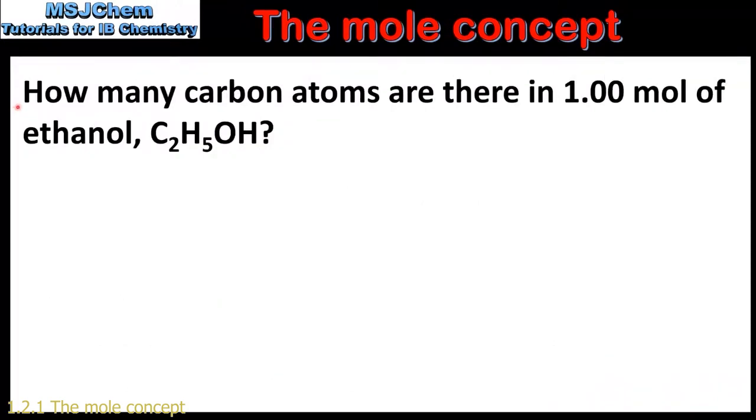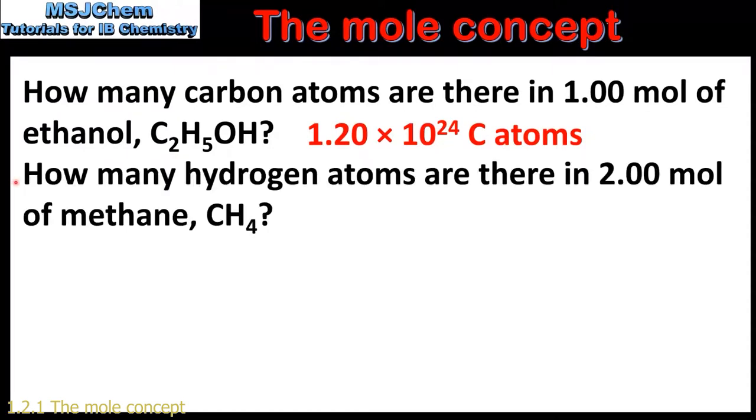The first question was, how many carbon atoms are there in 1 mole of ethanol? And the answer is 1.20 times 10 to the 24 carbon atoms. In 1 molecule of ethanol, there are 2 carbon atoms. So to find the number of carbon atoms in 1 mole, we multiply 2 by the Avogadro constant.